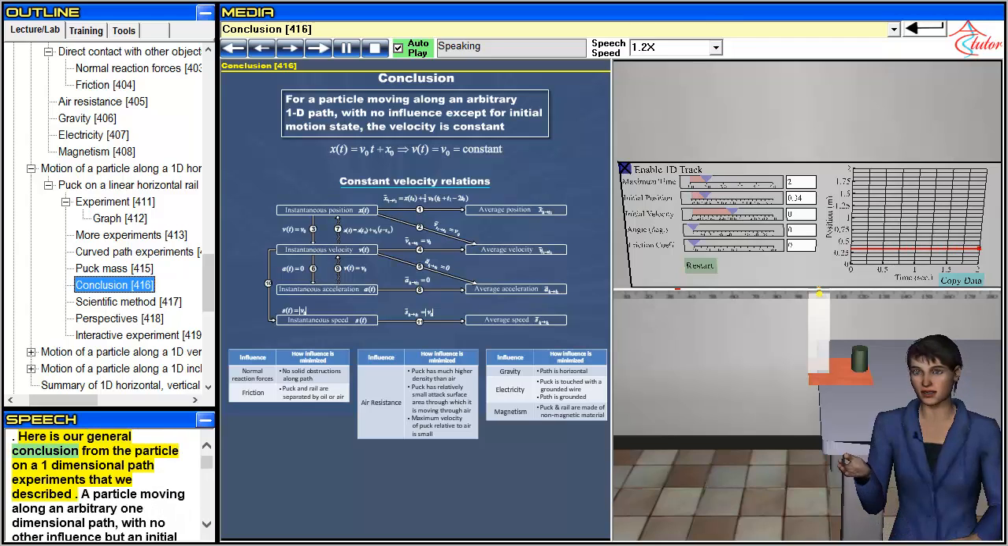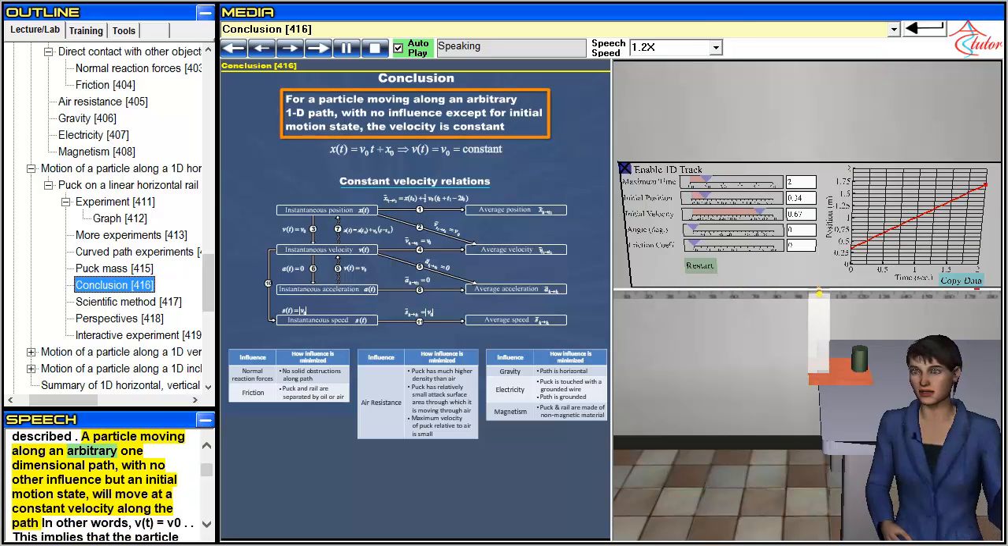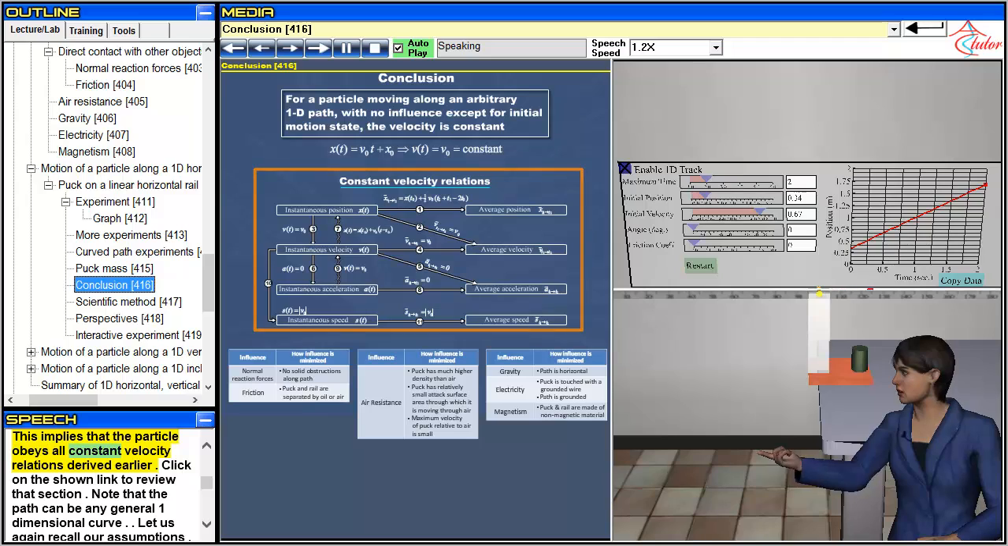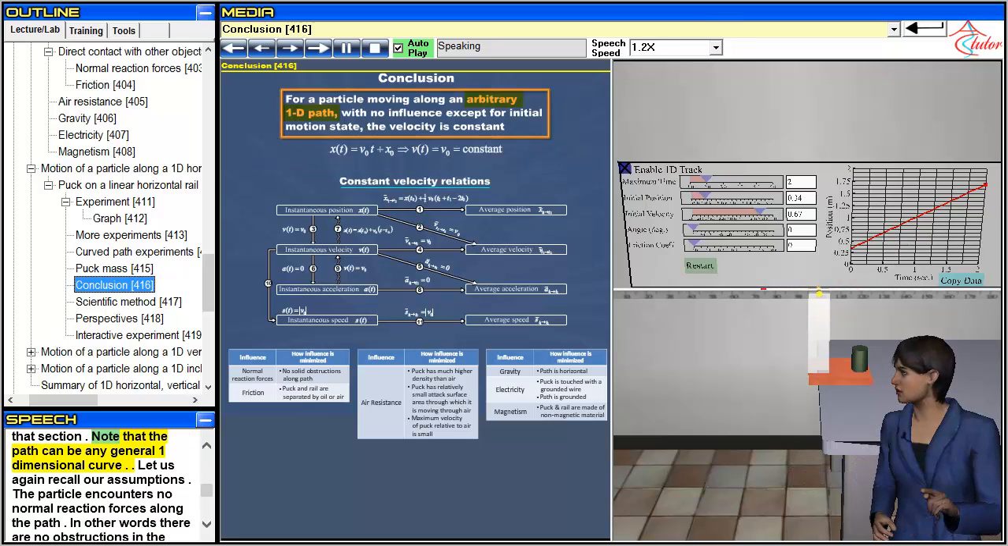Here is our general conclusion from the particle on a one-dimensional path experiments that we described. A particle moving along an arbitrary one-dimensional path, with no other influence but an initial motion state, will move at a constant velocity along the path. In other words, v of t is equal to v0. This implies that the particle obeys all constant velocity relations derived earlier. Click on the shown link to review that section. Note that the path can be any general one-dimensional curve.